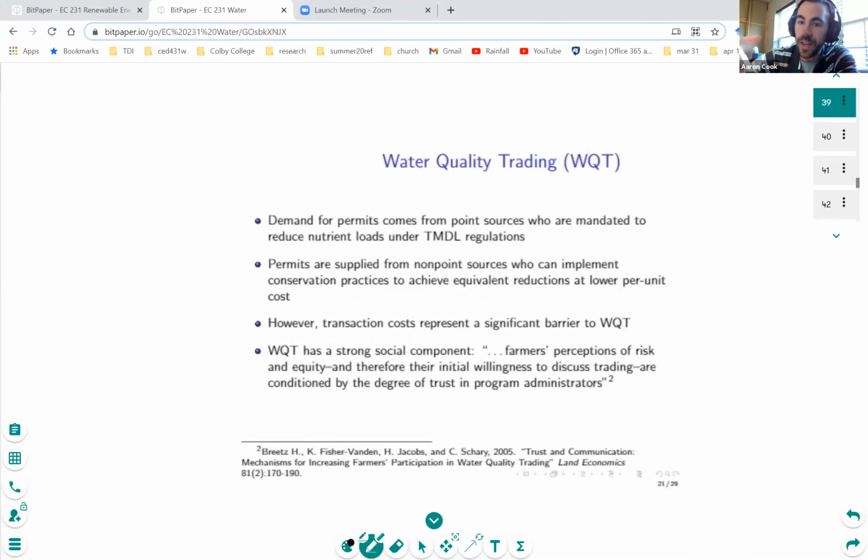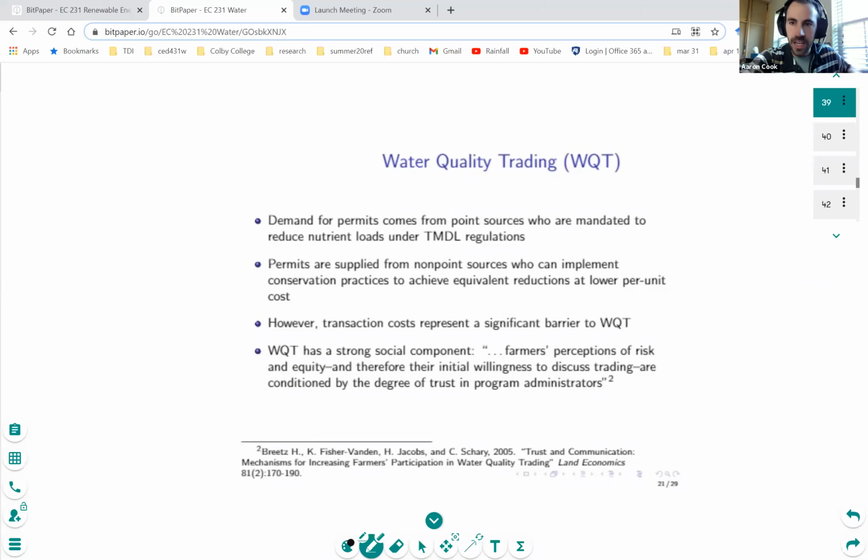There's not direct regulations on non-point sources. The EPA's Clean Water Act doesn't actually touch non-point sources, agricultural sources, directly. It kind of gives them advice and guidance, but it doesn't actually have any regulatory teeth to enforce any direct penalties on farmers for their practices.